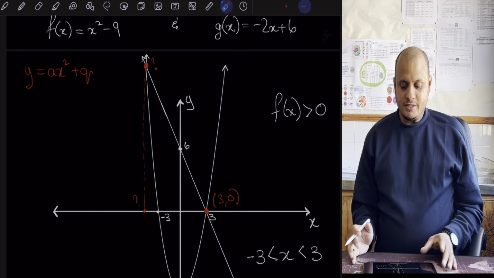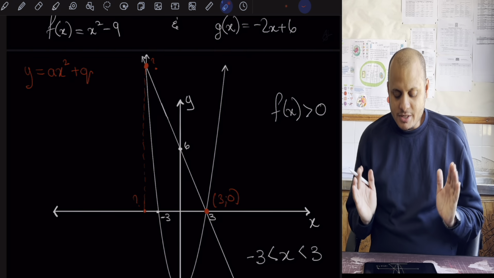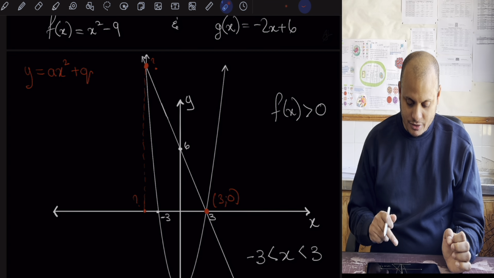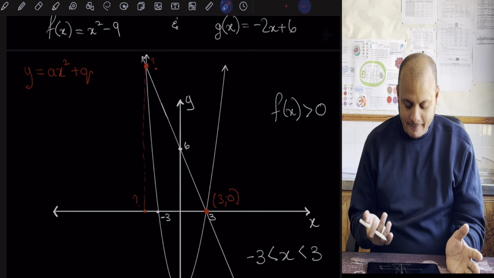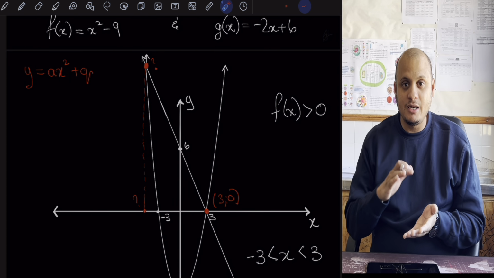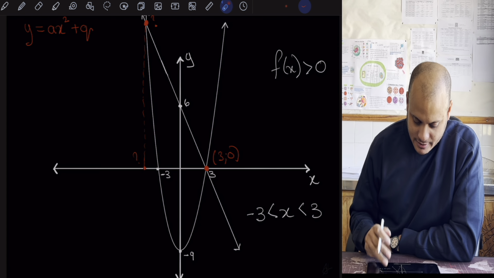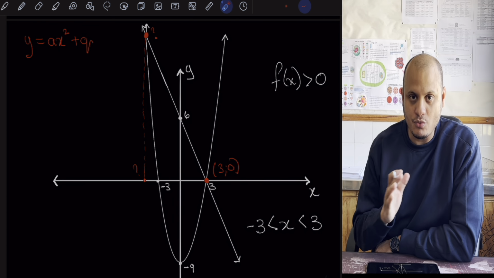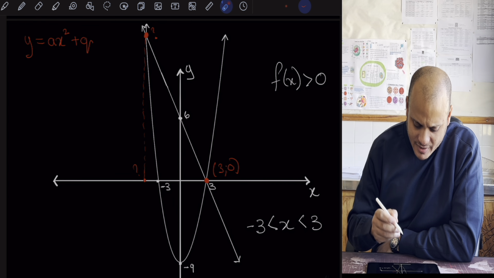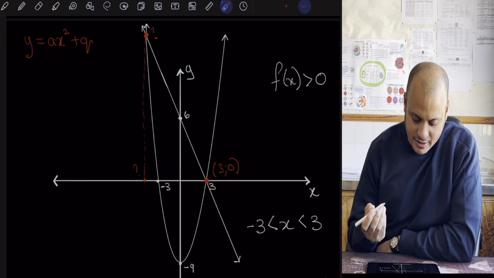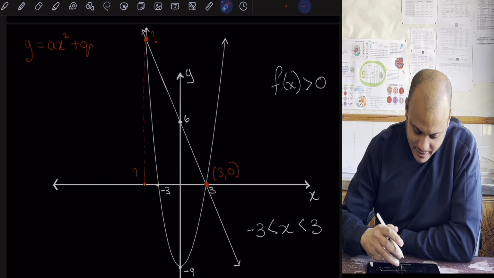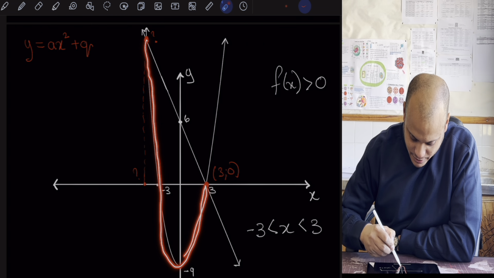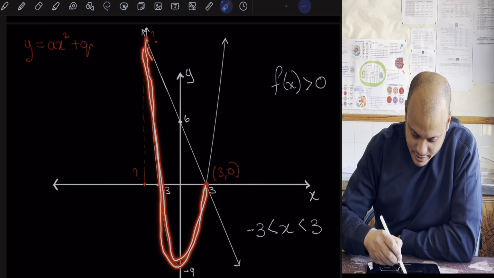So what all of this means is we just need to be able to see where does my straight line in this particular question lie above my parabola. In other words, where does my parabola lie below my straight line? And hopefully the more you do this, the more you'll be able to see where those regions are. Right? So looking at it without using values, this part of my parabola, like we said earlier, is the part that lies below the straight line.